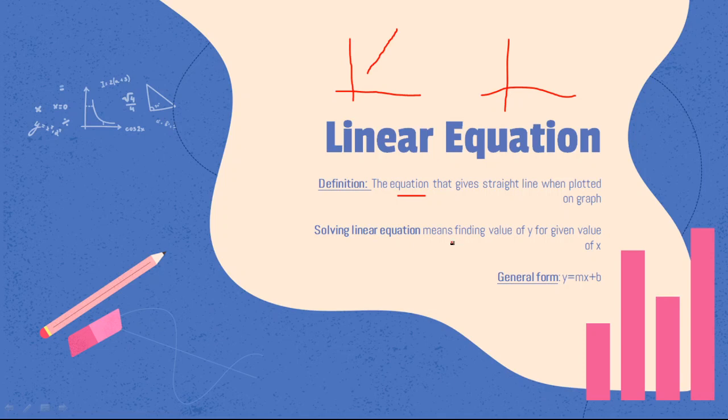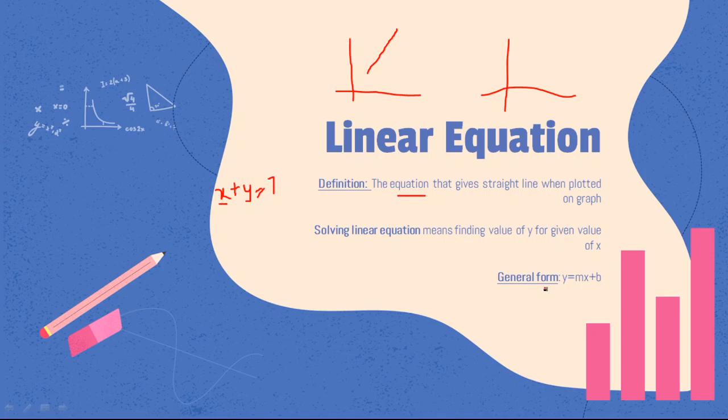Solving a linear equation means we have to find a value of y when we have the value of x. For example, here x plus y is equal to 7. If we know the value of x, suppose we got the value of x is equal to 4. Then what's the value of y? 7 minus 4 is equal to 3. The value of y is 3. That's why the linear equation is solved.